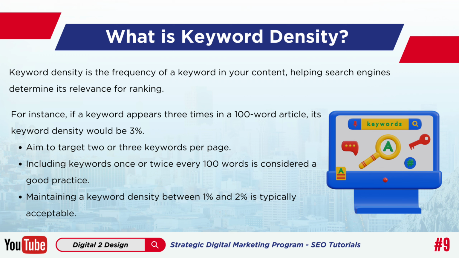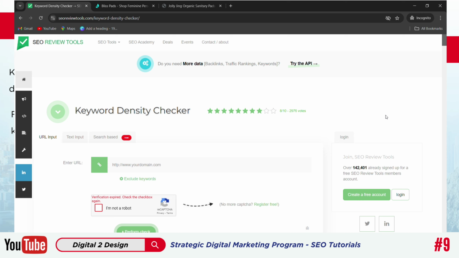Now that we understand keyword density, let's look at how to find it using online tools. These tools will help you check keyword density on your own pages as well as your competitors' pages. If your competitors rank higher, you can follow their pattern or improve on it. Today, we're using the keyword density checker from SEOreviewtools.com. I added this website link in this video description.